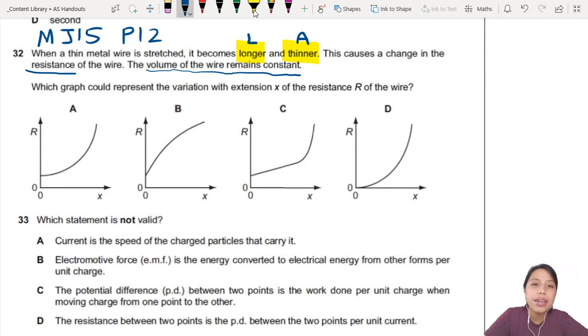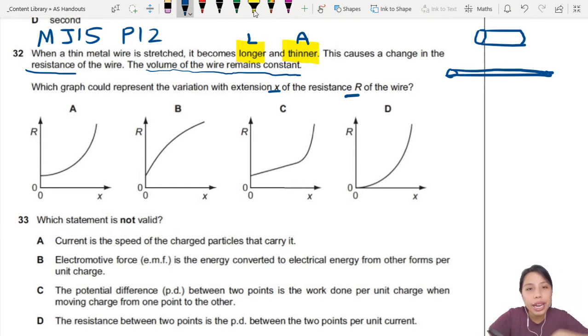Okay, so which graph shows extension x against resistance? If you find it hard to imagine, just draw. You have a wire. Then you pull it, it becomes longer, but kind of thinner also. That's basically what I'm saying. And they ask, how does the resistance change when you pull it out? Actually, for simplicity's sake, I'm going to make this also start from the tip. You'll see why later. So what is changing here?